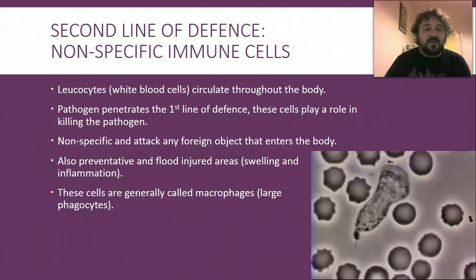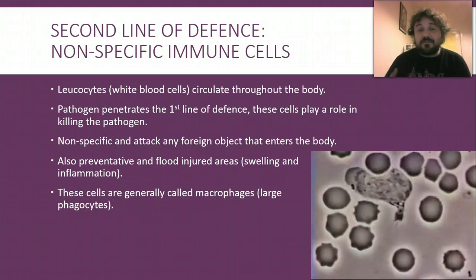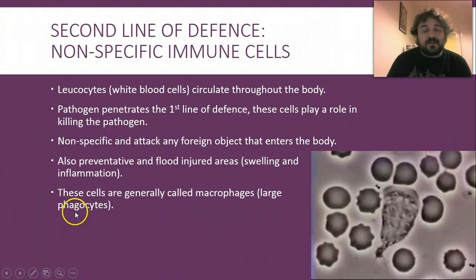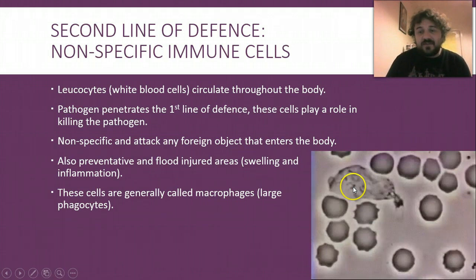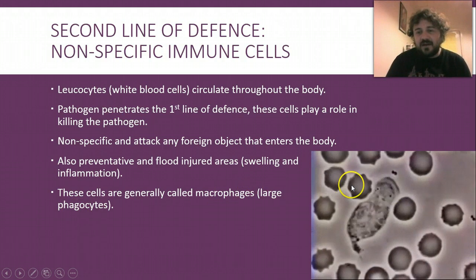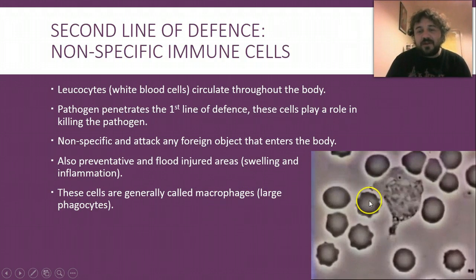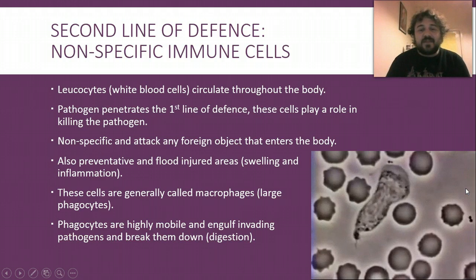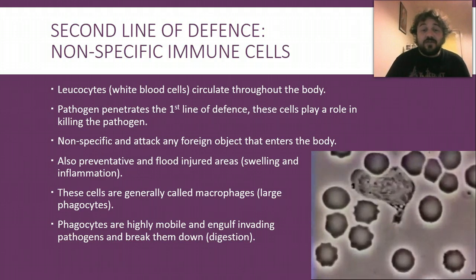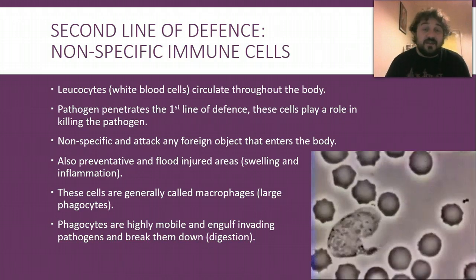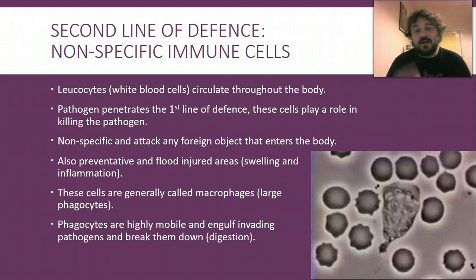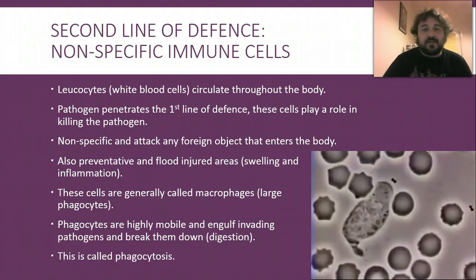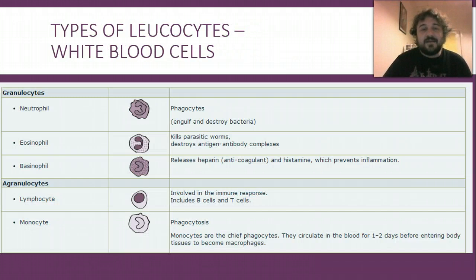pathogen. So they're generally called macrophages, which are really large phagocytes. Now the phagocyte, just here, that's the cell which is doing this. And these are, I would say red blood cells, but I could be wrong, that it's moving around and attacking. So they're highly mobile, and they engulf the pathogen and break it down. Digestion, just like you breaking your food down, that's what it's doing. This is called phagocytosis, as we've mentioned. It's pretty rad.